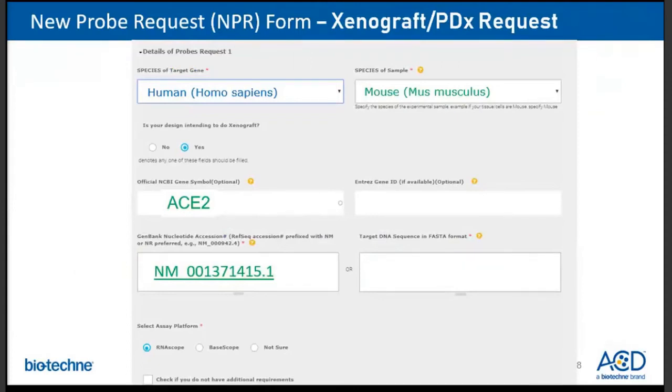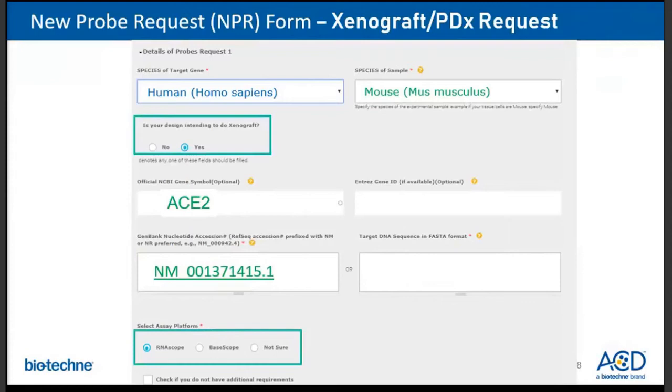So here is human as a target gene. The species is mouse. This is a xenograft design. So the target gene is human, and the actual species sample is mouse. So the customer would like to use a human gene and detect it in a mouse sample. A section number has been provided here.